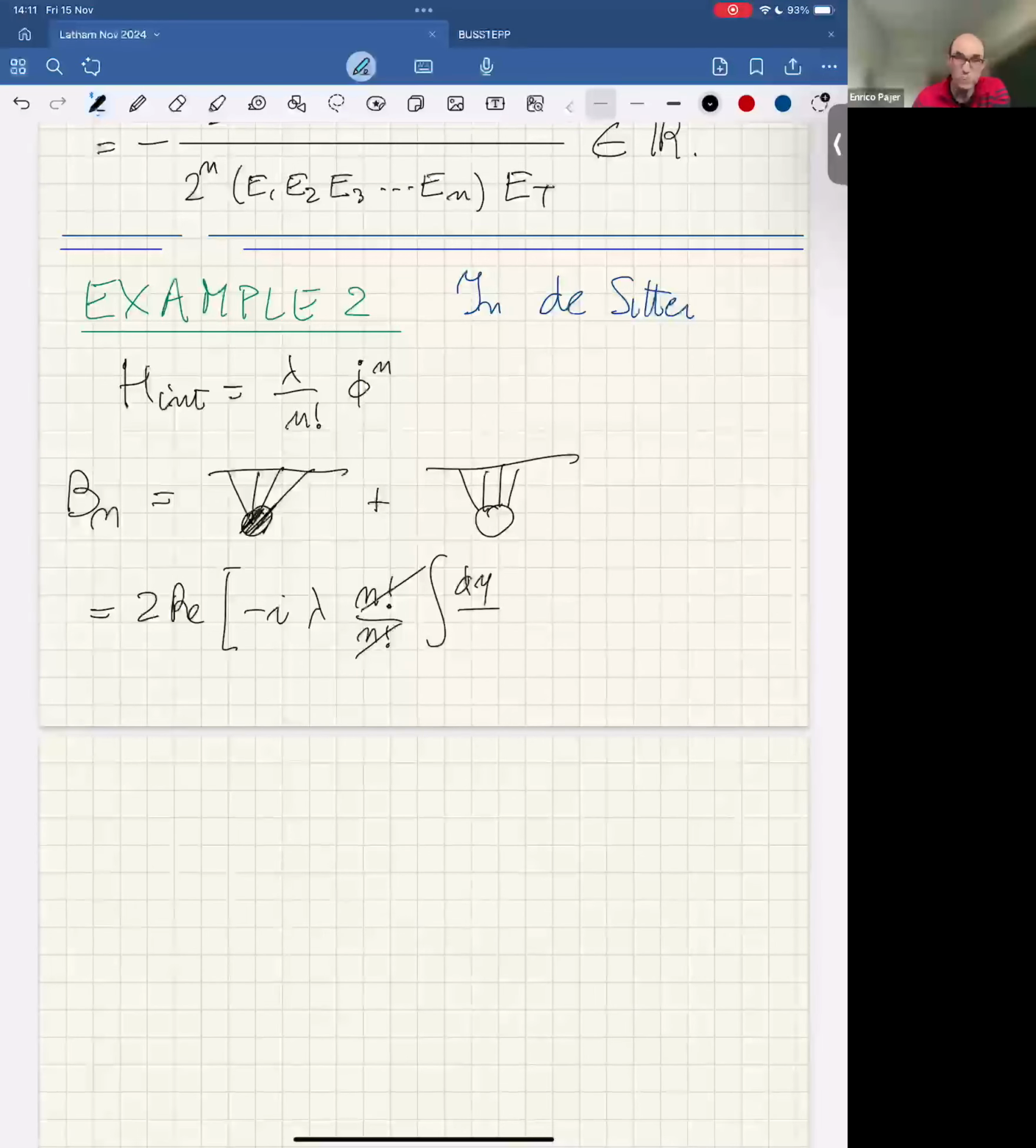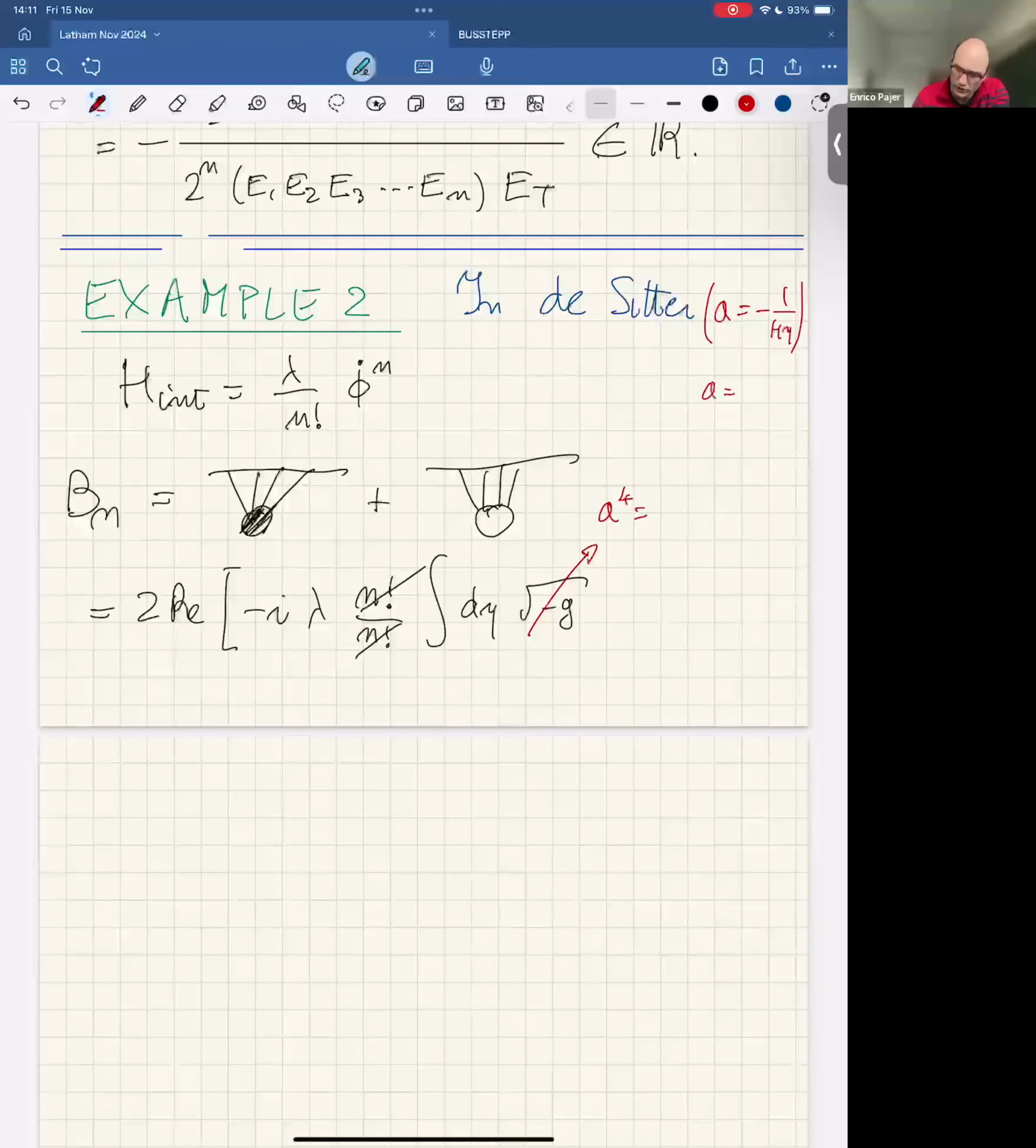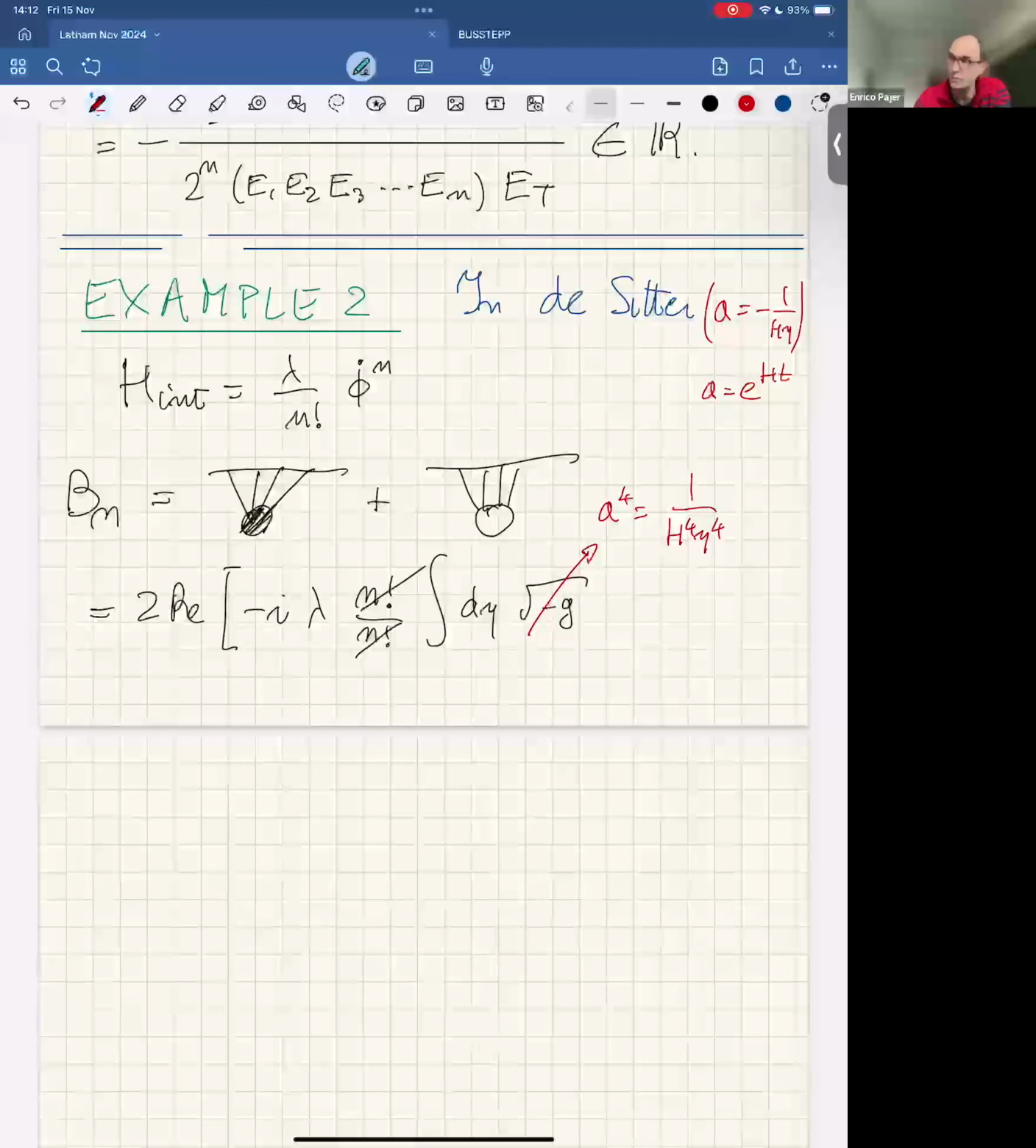I have to integrate this over all possible times. The integral is the integral in dη, sorry, in dt, of the square root of g. That's the measure. What is the square root of g? That is the determinant of the metric, which is a to the 4th. And recall in de Sitter space a is equal to minus 1 over Hη, where η is the conformal time. Last time we wrote a in normal time, which is e to the Ht, but if you convert it to conformal time, it is minus 1 over Hη. And therefore a to the 4th is 1 over H to the 4th η to the 4th.